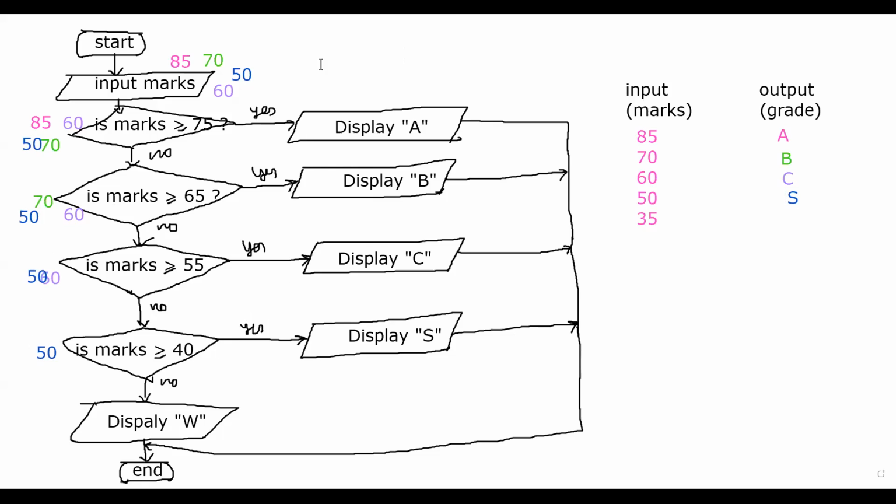Last one. So we'll start with, let's say, 35. Is it greater than 75? No. Is it greater than 65? No. Is it greater than 55? No. Is it greater than or equal to 40? No. Then it's W. So that should be the answers.